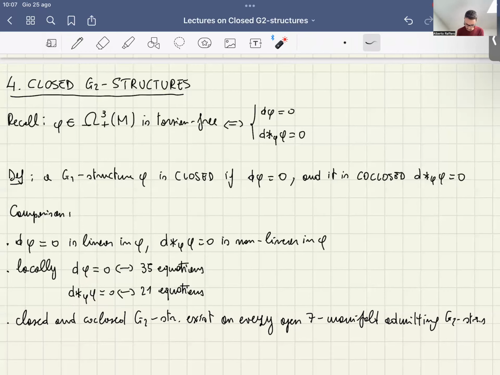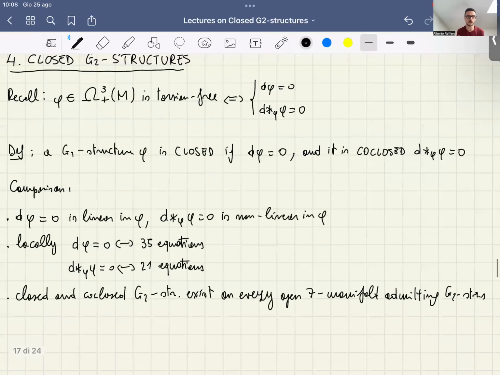And when the manifold is open, you can argue, as in the case of non-degenerate 2-forms on even dimensional manifolds and symplectic structures, to obtain a homotopy between the set of G2 structures and closed and co-closed G2 structures on open 7-manifolds. And so in particular, you pick any G2 structure on the manifold, and you will find a closed G2 structure and a co-closed G2 structure that is C0 close to the 3-form you picked.